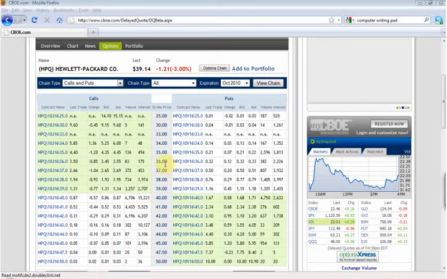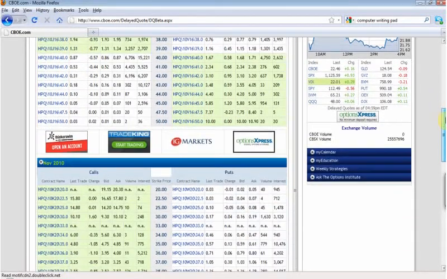So what it says is there's a call with a strike price of $36. Last trade was $3.50. For a strike price of $40, it's selling, or you can do the trade at 87 cents. So on the left hand side are the calls and on the right hand side are the puts.